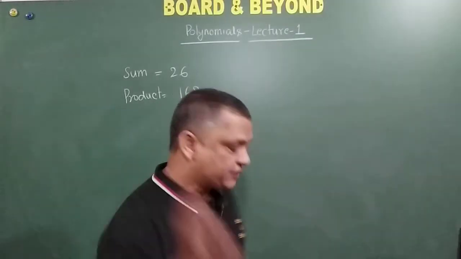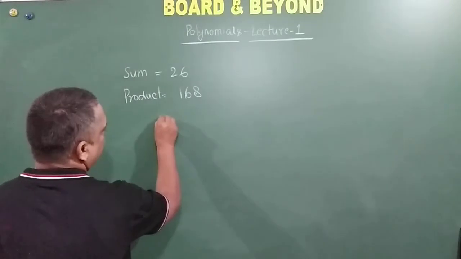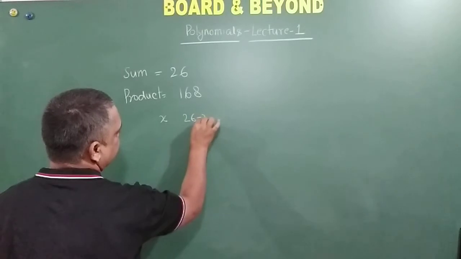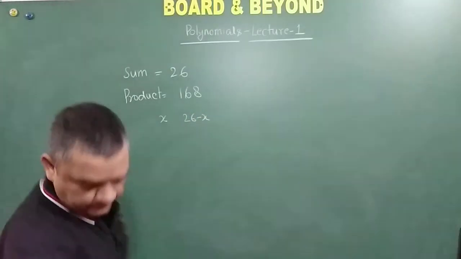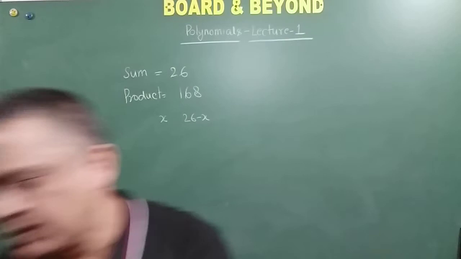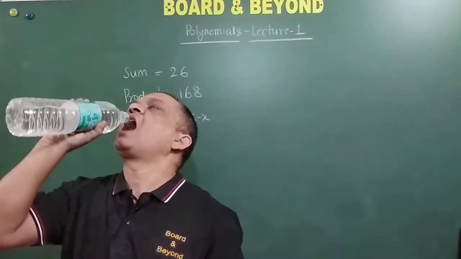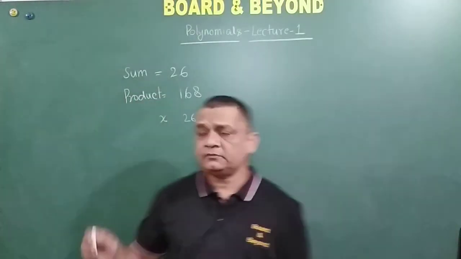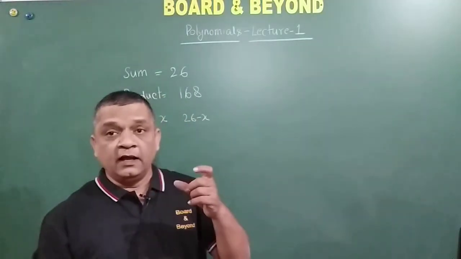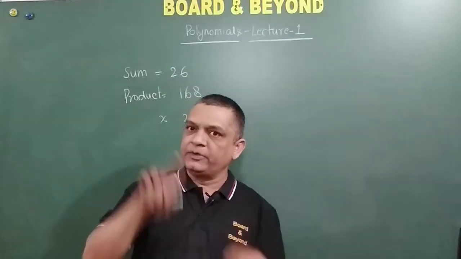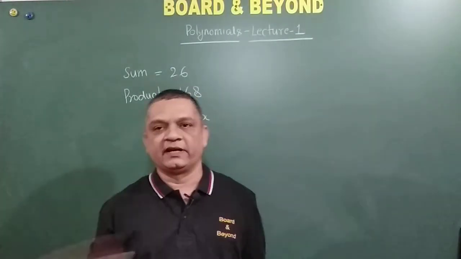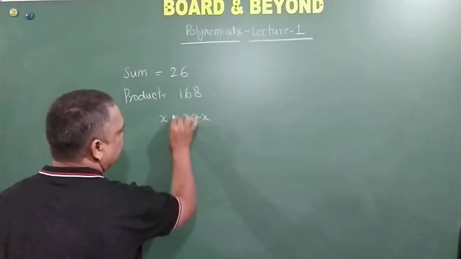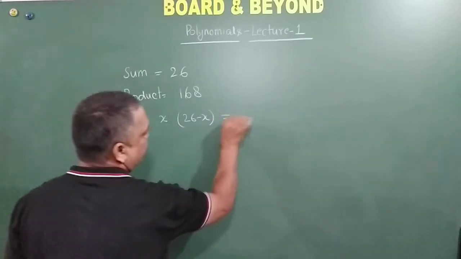Okay? So let's try to do one thing. Let's say one number is x. Then the second number will be, my friend, 26 minus x. Any problem in this? Because what I am trying to tell here is that if one number is x and their sum is 26, the other number is 26 minus x. I hope this went through your mind. Okay. So now the product is 168. Let us multiply this and equate it to 168.